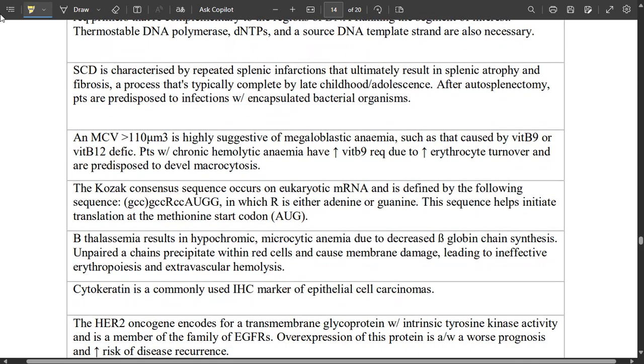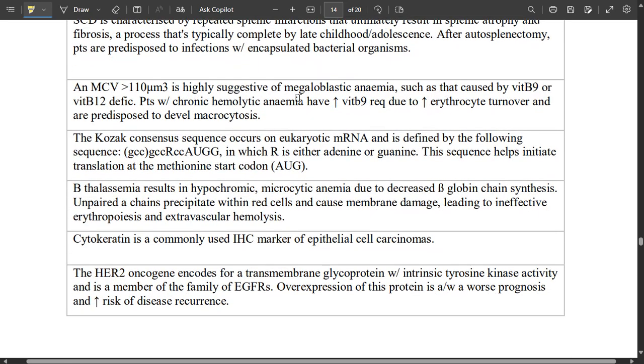Now, sickle cell disease is characterized by repeated splenic infarction that ultimately results in splenic atrophy and fibrosis, a process that's typically completed by late childhood or adolescence. After autosplenectomy, patients are predisposed to infection with encapsulated bacterial organisms.